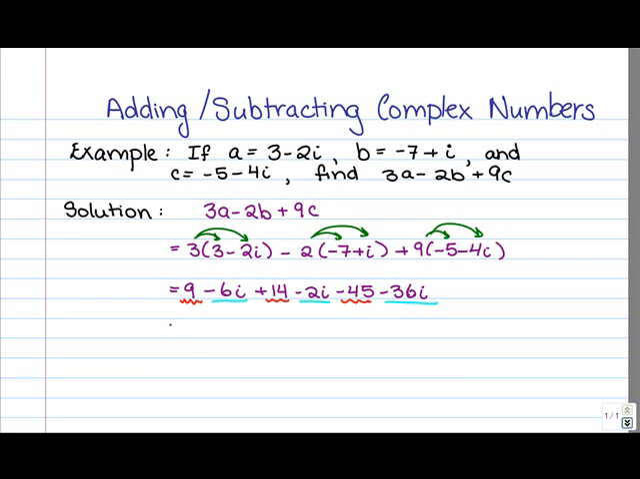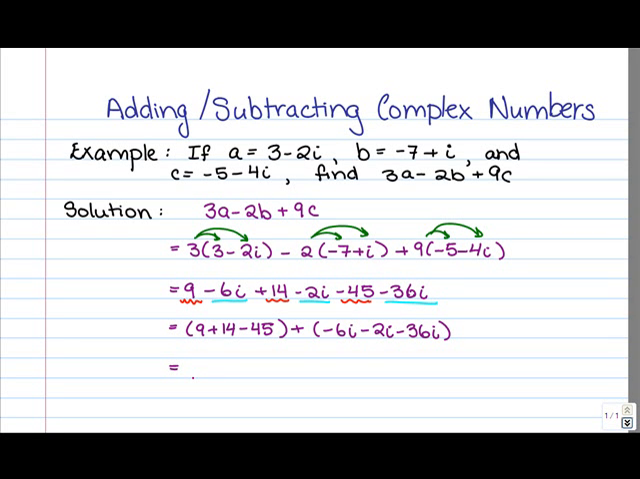So first of all, let's go ahead and add our real terms. So we're going to have 9 plus 14 minus 45, and I'm just going to put them in brackets. You don't need to do this, I'm just showing an extra step. And now for the imaginary terms, I've got negative 6i minus 2i minus 36i. Again, we don't need the brackets, but they're just here to show us which terms are the real terms, which terms are the imaginary terms.